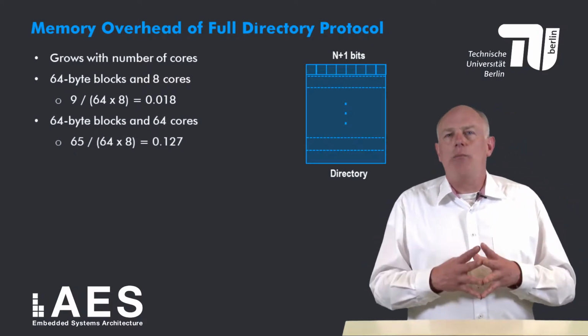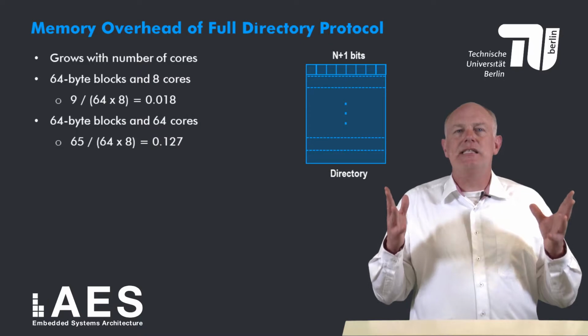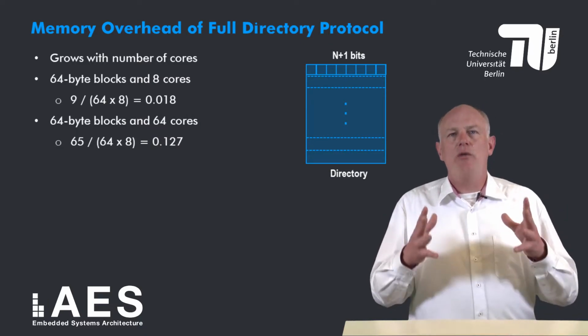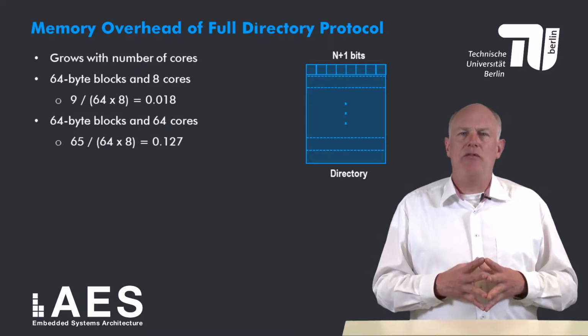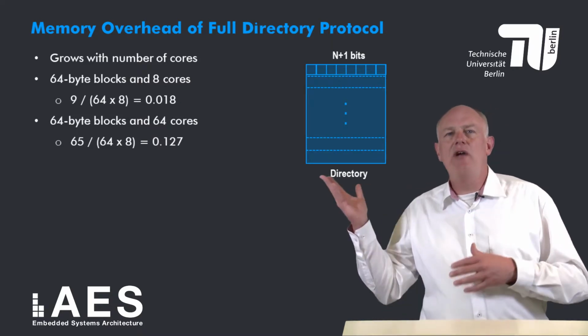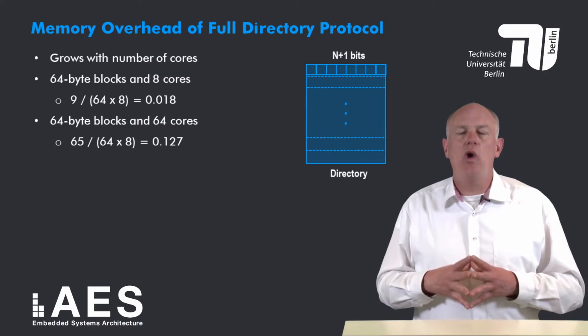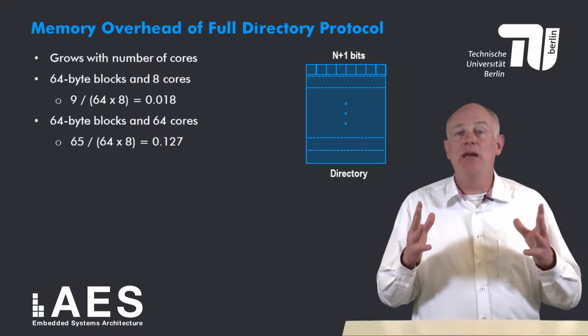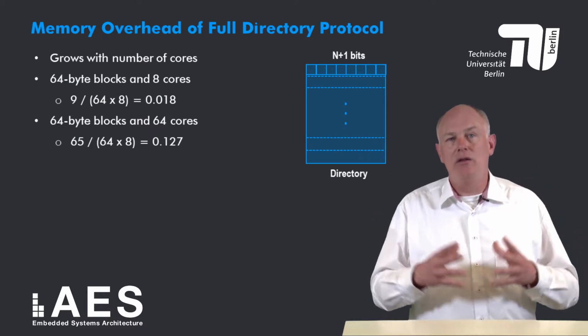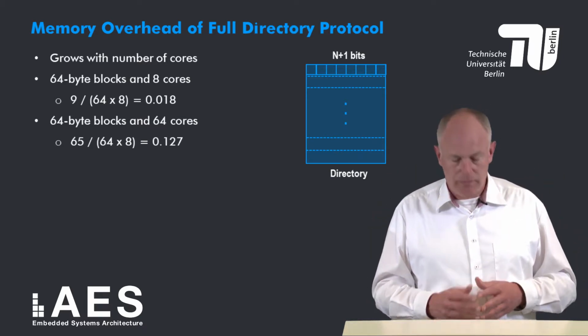For the second example, suppose the block size is again 64 bytes, but now there are 64 cores. Then we need 65 bits for every directory entry, and the relative memory overhead is 12.7%. This is significant, even in modern times when there are billions of transistors on a chip.